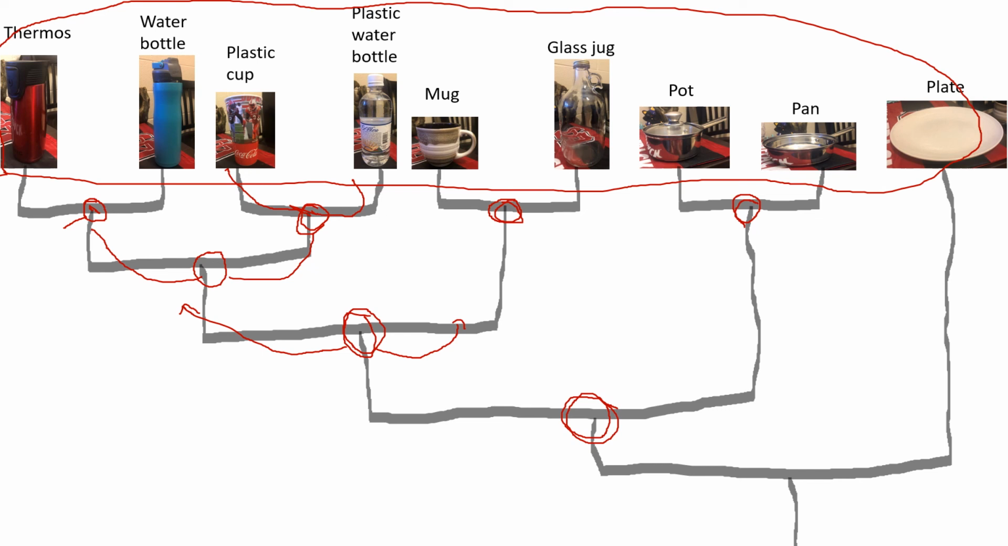things like that. And then you can see here that the plate is the outgroup because it diverged the earliest on and is the most separate from all these other species.